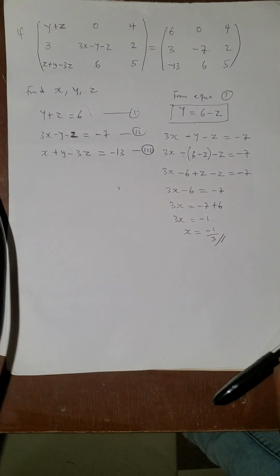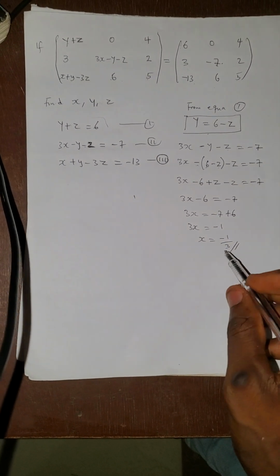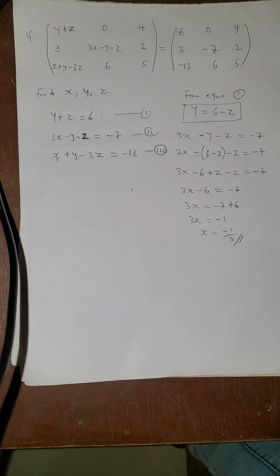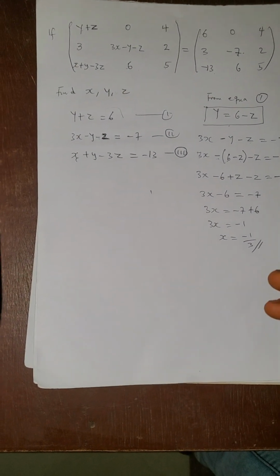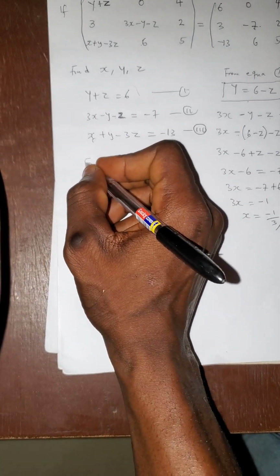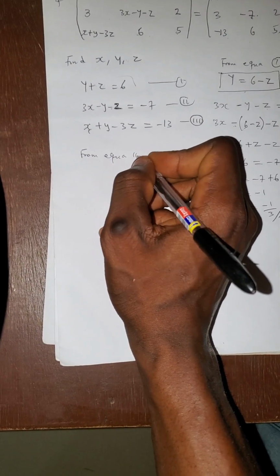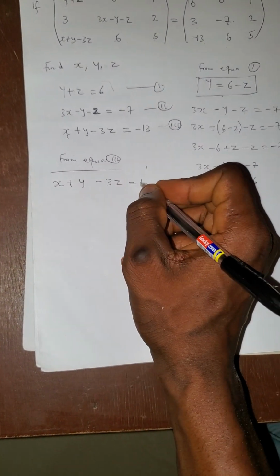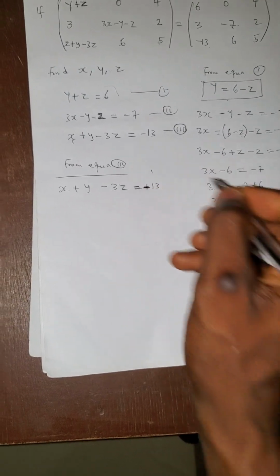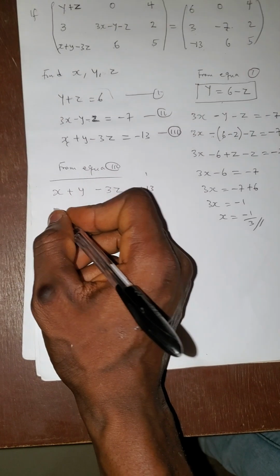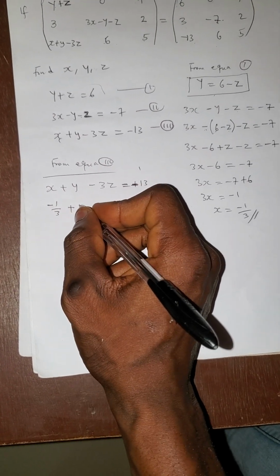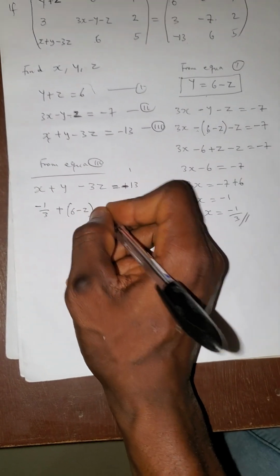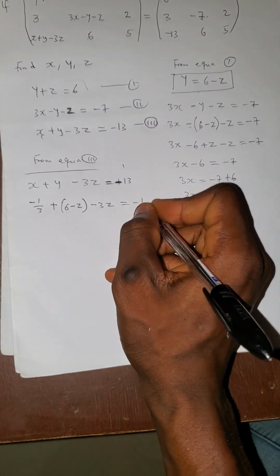Now if x is minus 1 over 3, let us insert the value of x in equation 3. So from equation 3, we have x plus y minus 3z equals minus 13. Now let us see. So our x is minus 1 over 3. So plus, what's our y? We have y to be 6 minus z. So minus 3z equals minus 13.